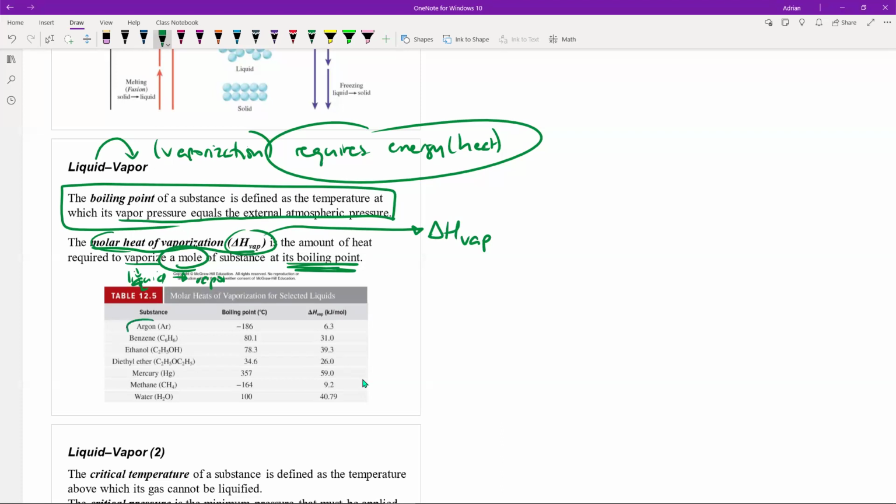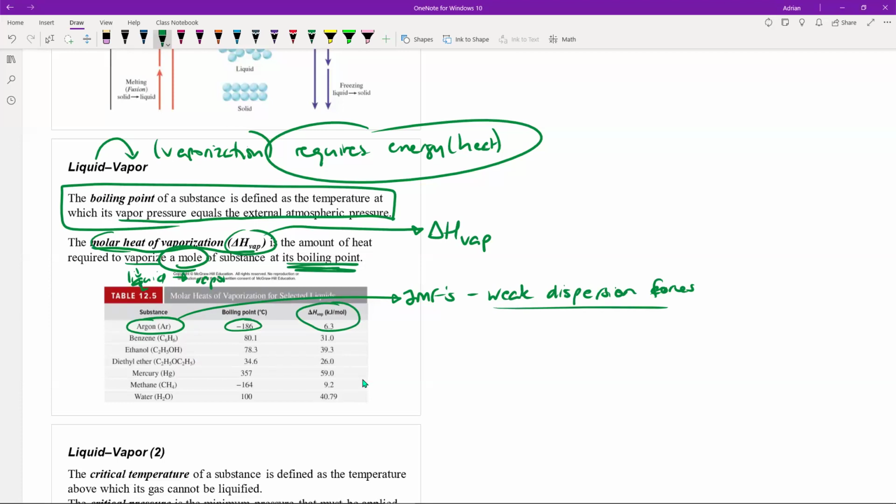In something like argon, the intermolecular forces present are very weak dispersion forces. Those are the only intermolecular forces present. It doesn't take a lot of energy to break those weak dispersion forces. As a result, the boiling point is very low, as we saw in the previous section, and the delta H of vaporization is also very low. It's only 6.3 kilojoules per mole of argon at its boiling point.